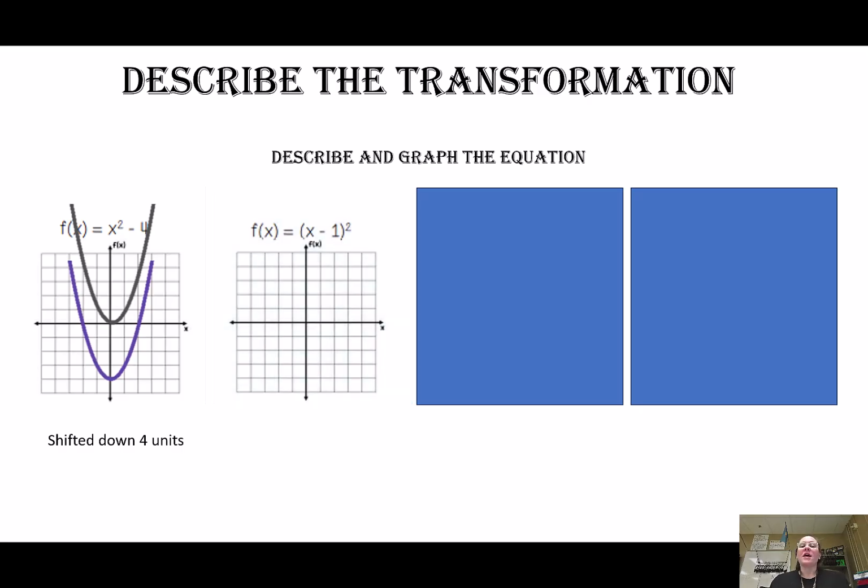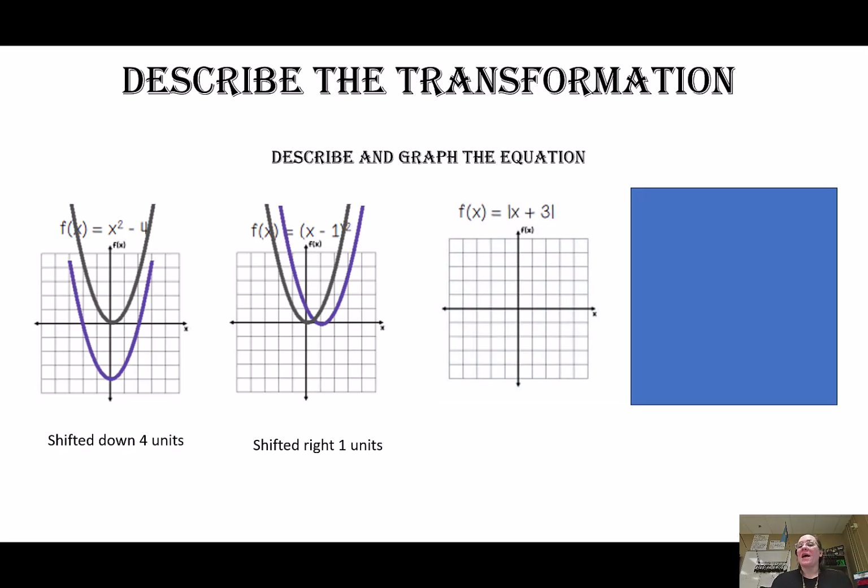Okay, if I've got f of x equals x minus 1 squared, that's in parentheses. So compare this one to the last, right? This is telling me I'm shifting right 1 unit. As you see, the comparison from the original to what we did. I am putting the parent function on the graph. You do not need to.